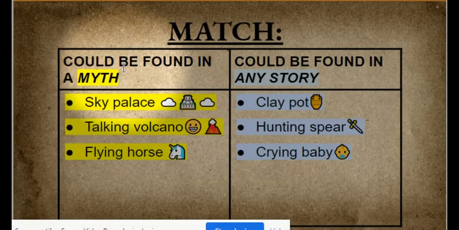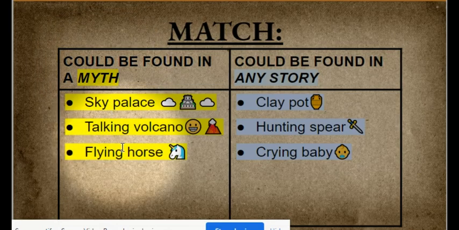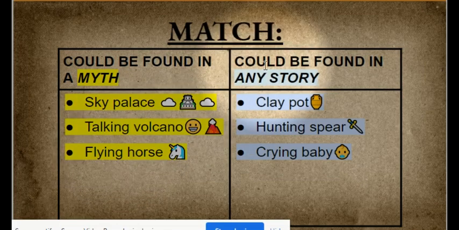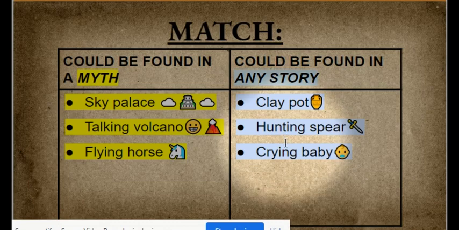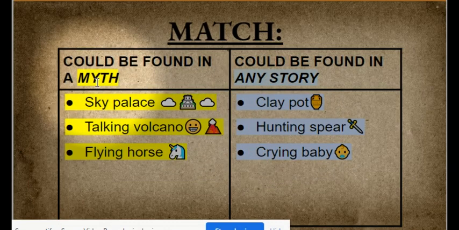So to review, things that could be found in a myth might be something like a sky palace, a talking volcano, or a flying horse. Any story can have stuff like a clay pot, a hunting spear, or a crying baby. But what makes it a myth is that it has a fantasy setting, or a supernatural being like a talking volcano or a flying horse.